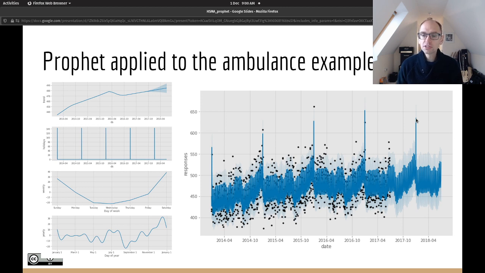So you can imagine other time series from health services will have more special events than just New Year's Day. And you can incorporate that very easily. And that's one of the big benefits of using Prophet. Okay, so let's move on now and we'll have a look at using Prophet in a lab.